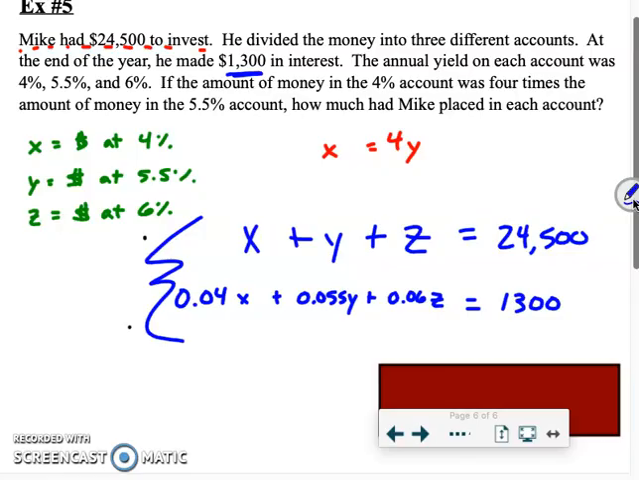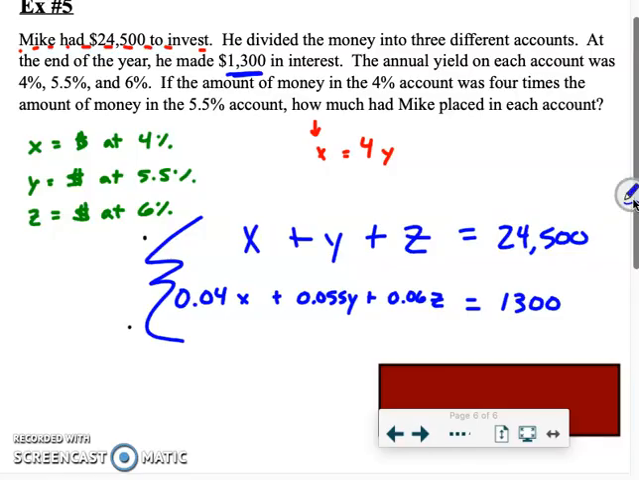It goes on to say, pretend that we didn't see this, that the annual yield on each account was 4%, 5.5%, 6%. Again, we've already established that. But the amount of money in the 4% account, which we know is X, is 4 times the amount of money in the 5.5% account, which is Y. So if this one is already 4 larger, I've got to balance it to look something like this.